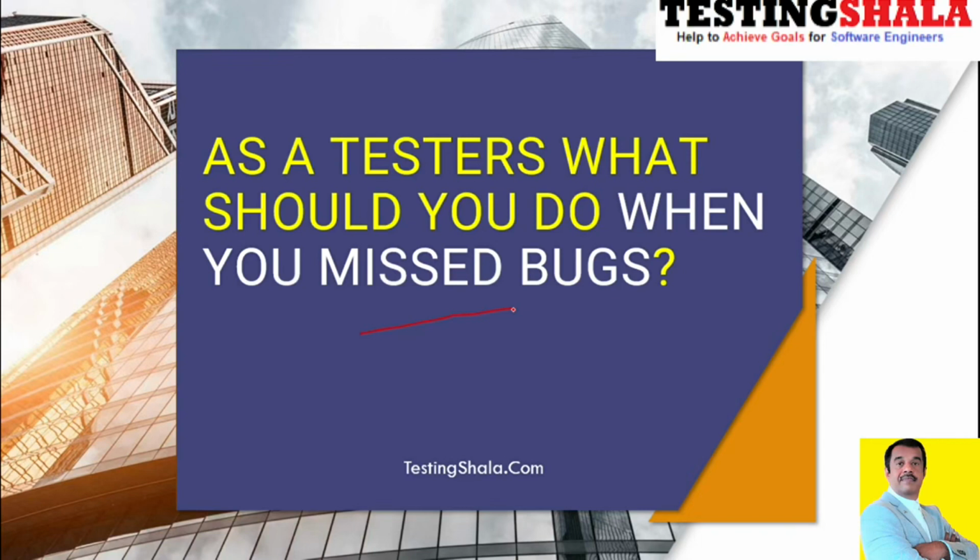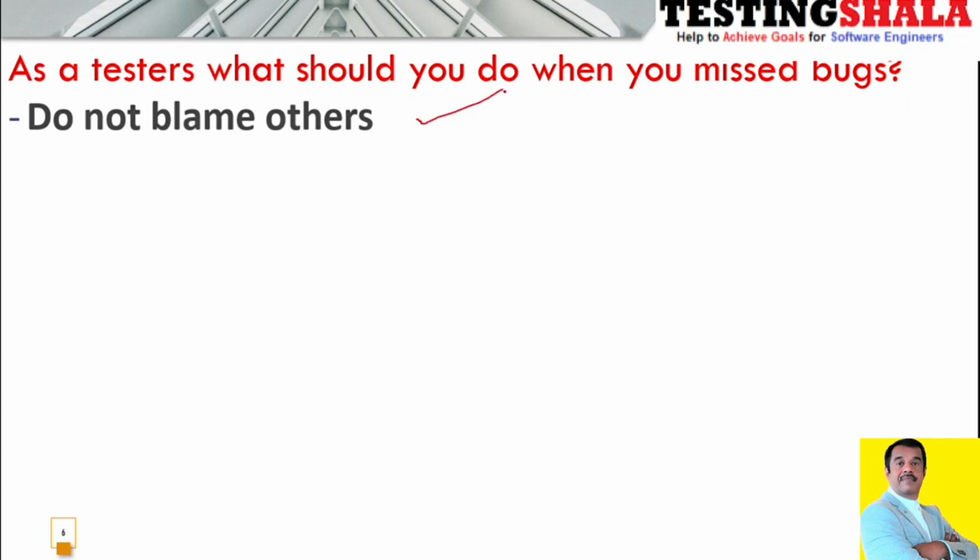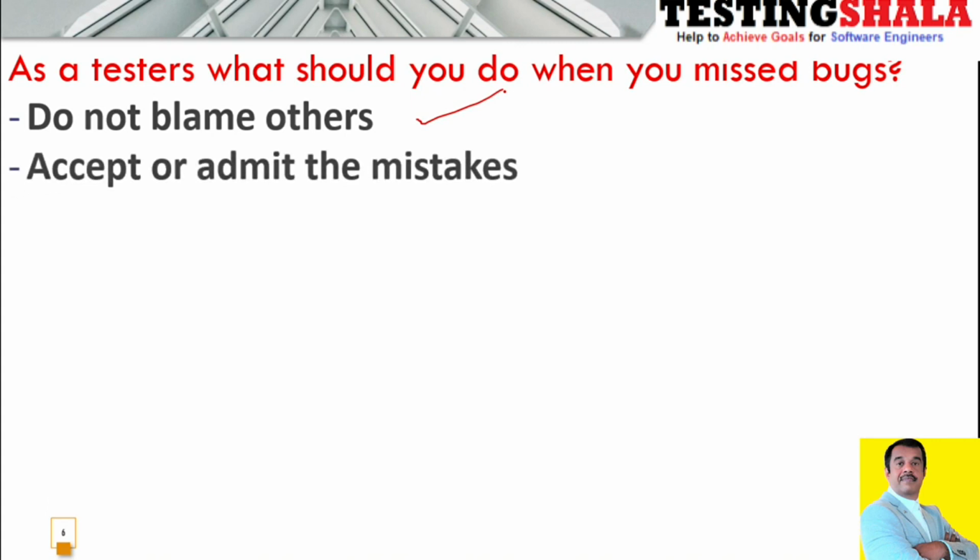As a tester, what should you do when you miss a bug? What will be your reaction when you find that you have missed a bug? The first thing we should do here is not blame others. There could be 100 reasons why you have missed the bug, why you were not able to catch it. You should not go and blame developers, you should not blame the requirements, or blame anybody in that matter. You should stay calm and not blame any other people.